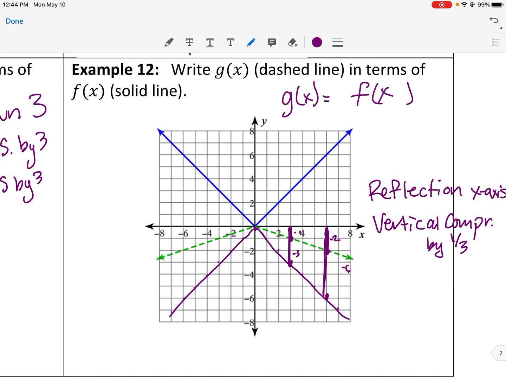And it looks like that gets us to our dashed line. So we have reflection across x, so just negative in front, vertical compression by 1/3, which is also in front. All of this is in front. So negative, and the 1/3 also goes in front of f of x. And there we go. There's our g of x.